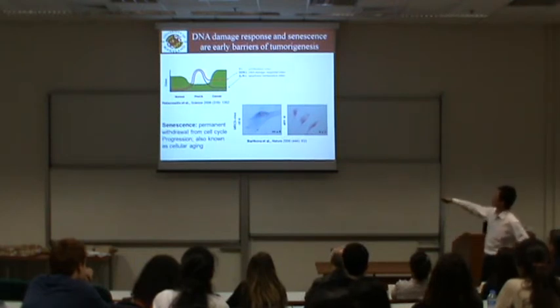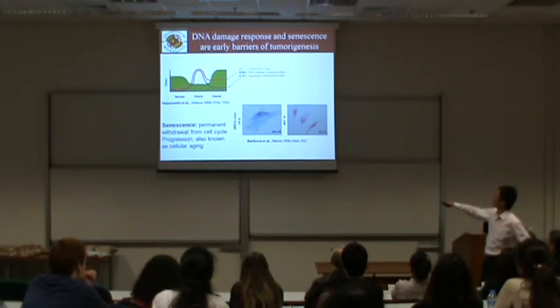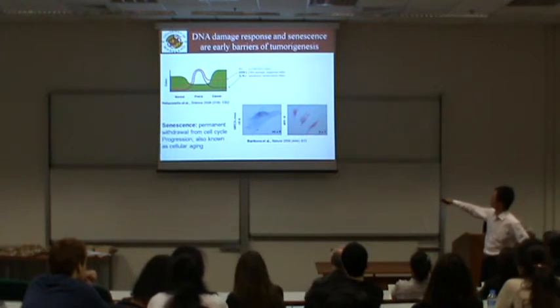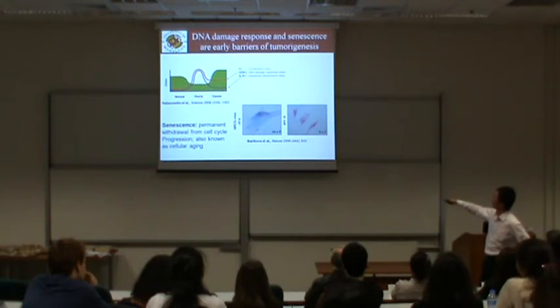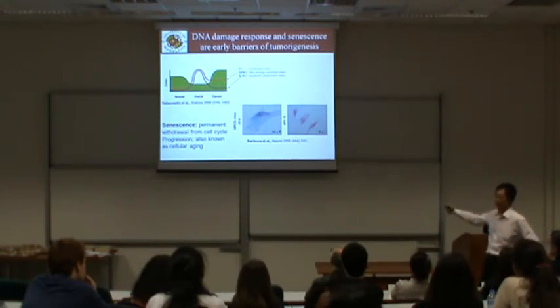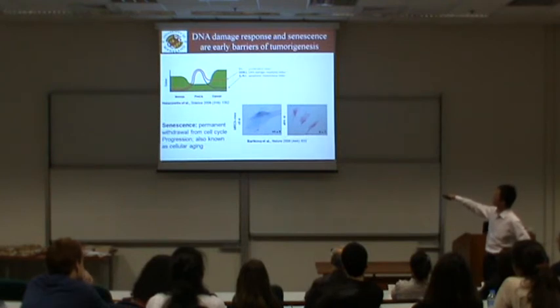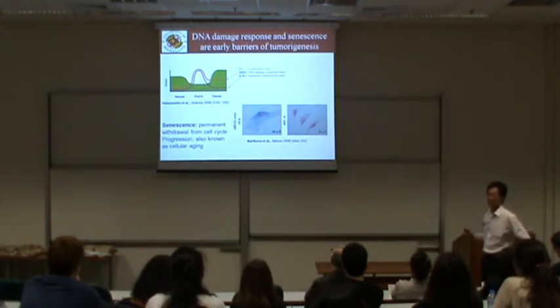This oncogene-induced senescence at the early stage requires ATM, because if you suppress the expression of ATM, a DNA damage kinase, in this cell and induce with oncogene, you don't see the senescence. The blue color means senescence. So the oncogene-induced senescence at this early stage requires ATM kinase.